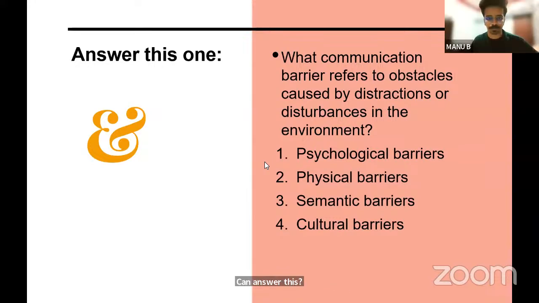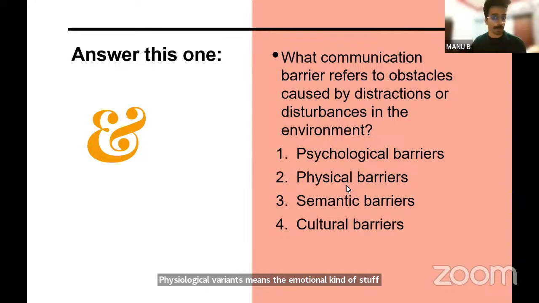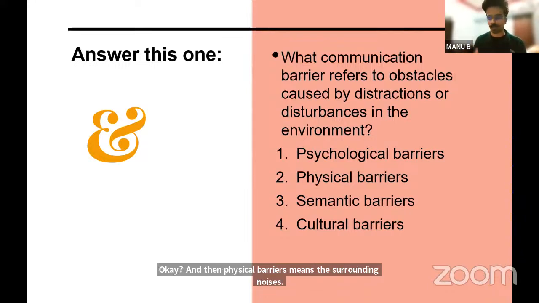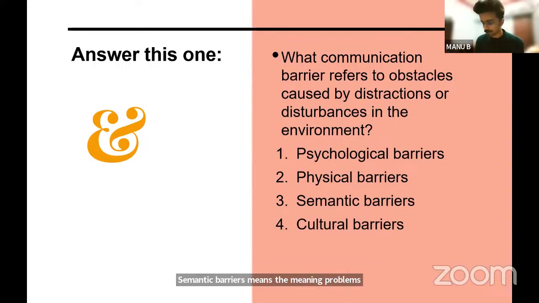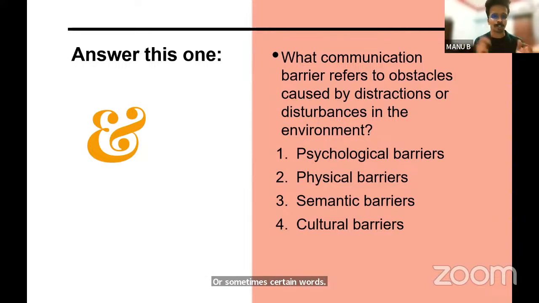Okay. So psychological barriers means the emotional kind of stuff. And physical barriers means the surrounding noises. Semantic barriers means the meaning problems. Say for example, if you are using professional words like military jargon in a normal situation, normal people might not understand. Or sometimes certain words' proper meaning is not conveyed because people might not know it. So that's where semantic barriers can occur.